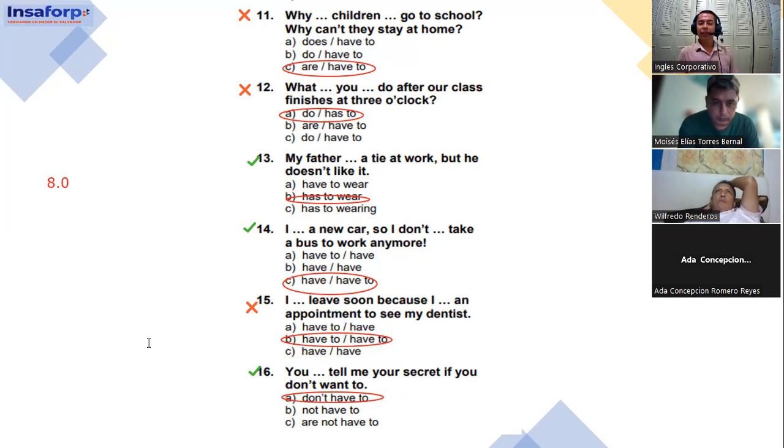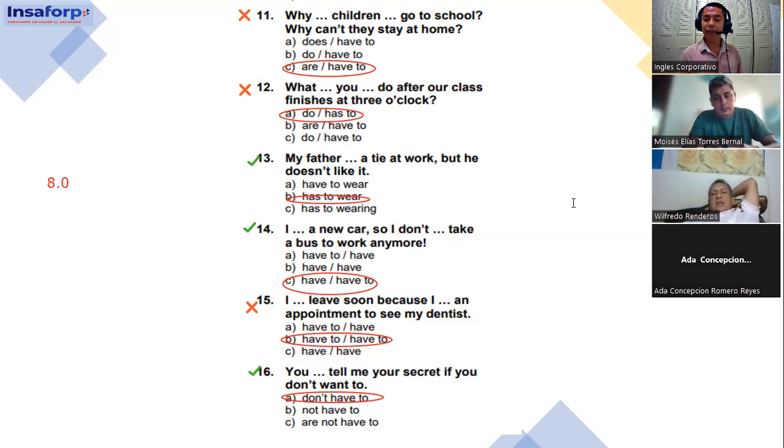Yes. Good. Any question, class? Any question? Good. Now, in this moment, sorry? The appointment is the cita, teacher. Tengo una cita. Yo tengo una cita. It's the appointment. Letter A, right? I have to leave soon because I have an appointment, right? Okay. Now we're going to go to the platform. Nos vamos a ir a la plataforma.